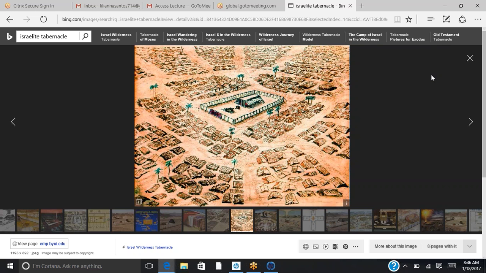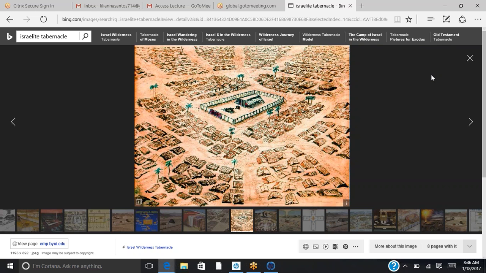There'll be a few images that I'll show you when we talk about sacrifice. We're going to look at an image of the entire tabernacle and encampment of Israel, and also look at an image of the tabernacle itself. So hopefully this hasn't been too dry just listening to me, and that you've been looking at the Bible instead of the screen.